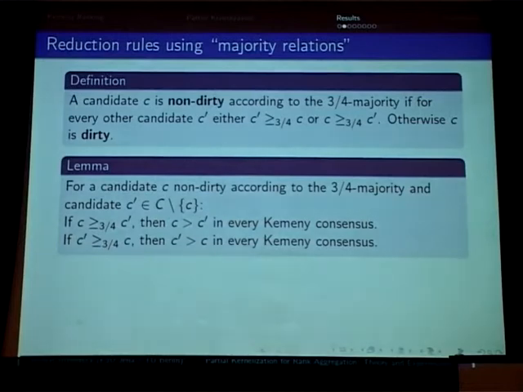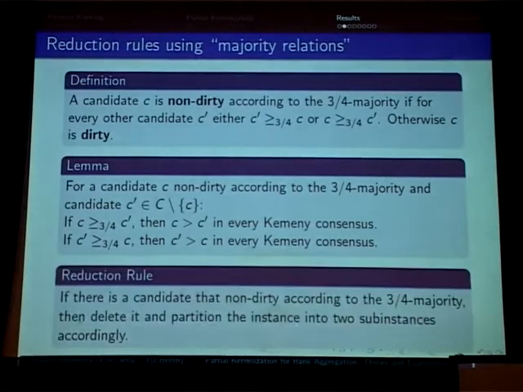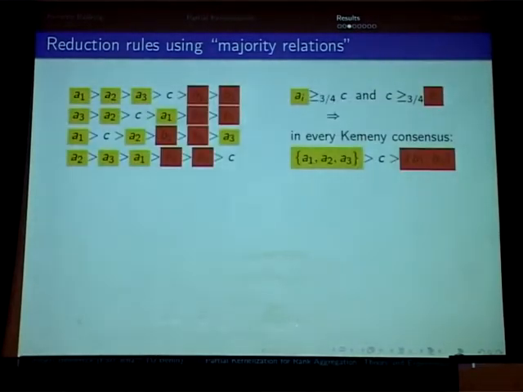We have shown the following lemma. Here, we consider a non-dirty candidate C. And one can show that, if we take a look at any other candidate, and if this other candidate is beaten by C in three-quarters of the votes, then it is also ranked behind C in every Kemeny consensus. And if this other candidate beats C in three-quarters of the votes, then it's also in front of C in every Kemeny consensus. And clearly, this leads directly to this reduction rule. Okay, we look, is there a candidate which is non-dirty according to the three-quarter majority? And if yes, then we delete this candidate and partition the instance into sub-instances. Let's look at the following example here.